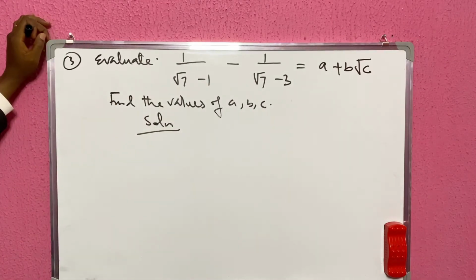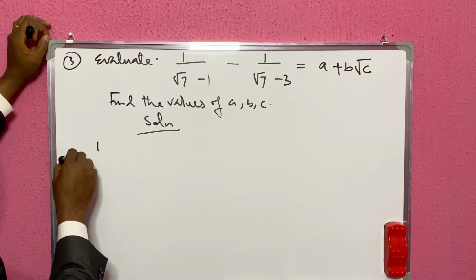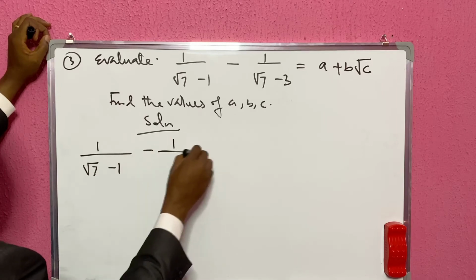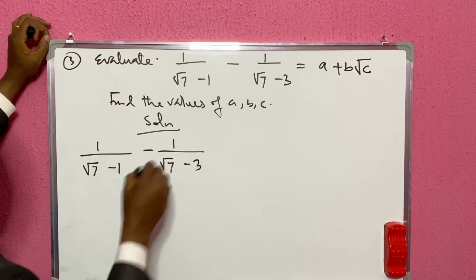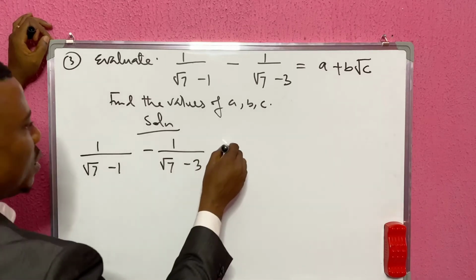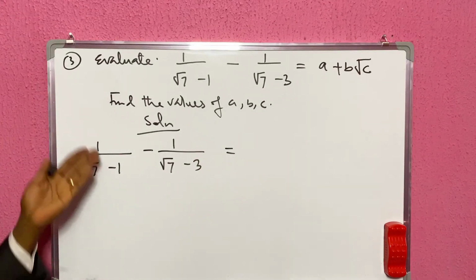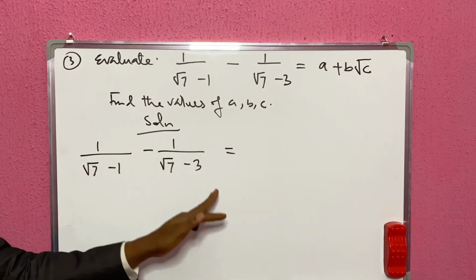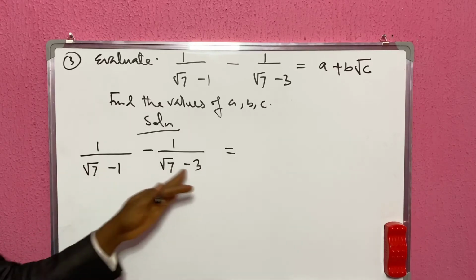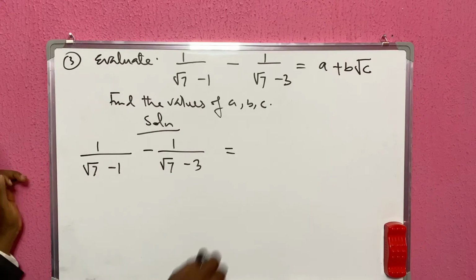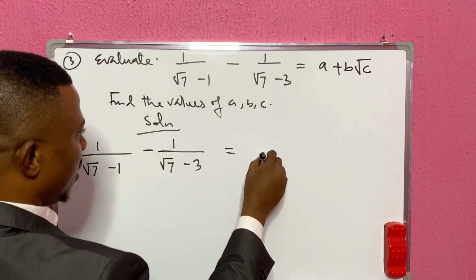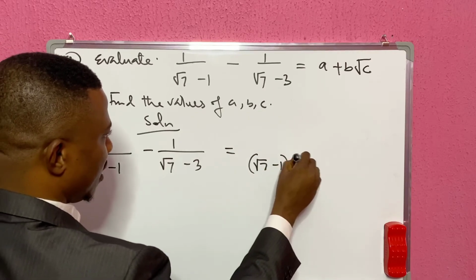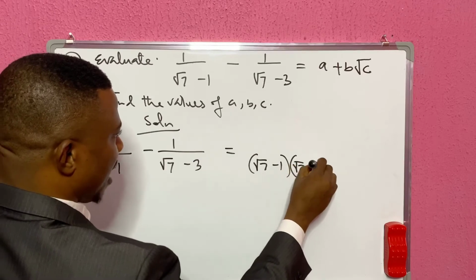Okay, look at this. 1 all over root 7 minus 1, 1 all over root 7 minus 3. What do we do? It's a fraction, and minus is separating the two fractions. What do we do? We take the LCM of the fractions. So the LCM here is root 7 minus 1 bracket root 7 minus 3.